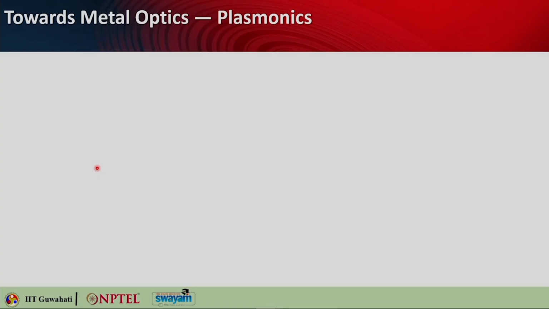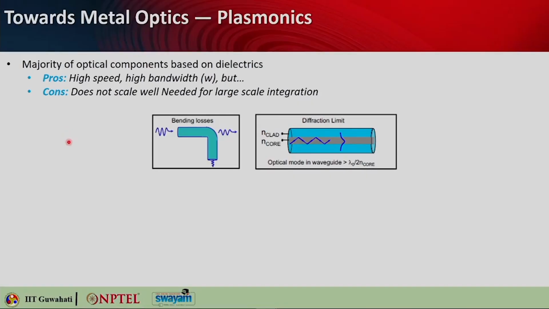So, let us move towards metal optics or plasmonics. We have discussed dielectrics till now, and we have understood that the majority of optical components are based on dielectrics. Now, there are a couple of pros and cons with dielectrics. First, dielectrics allow high speed and high bandwidth, but they do not scale well, or you cannot miniaturize them very much, and that restriction comes from the diffraction limit of light that we have seen in the initial lectures.